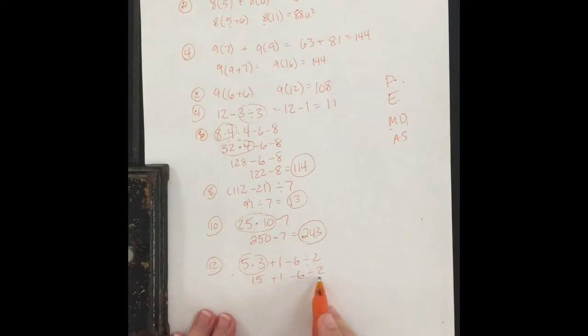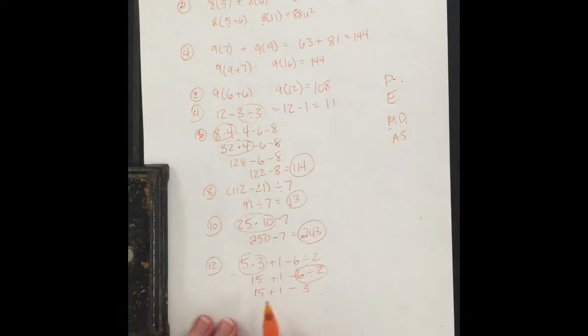And any more multiplying and dividing? Yep, we have a division here. 6 divided by 3 is 2. And now I add and subtract from left to right, and you should have gotten 13.